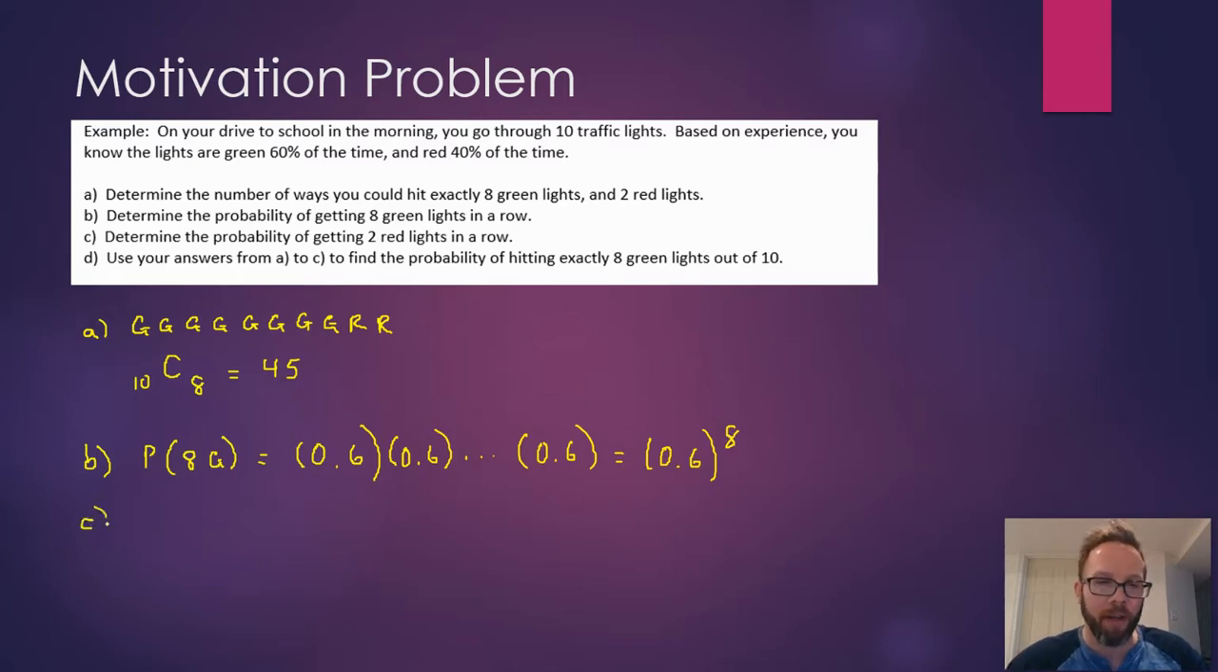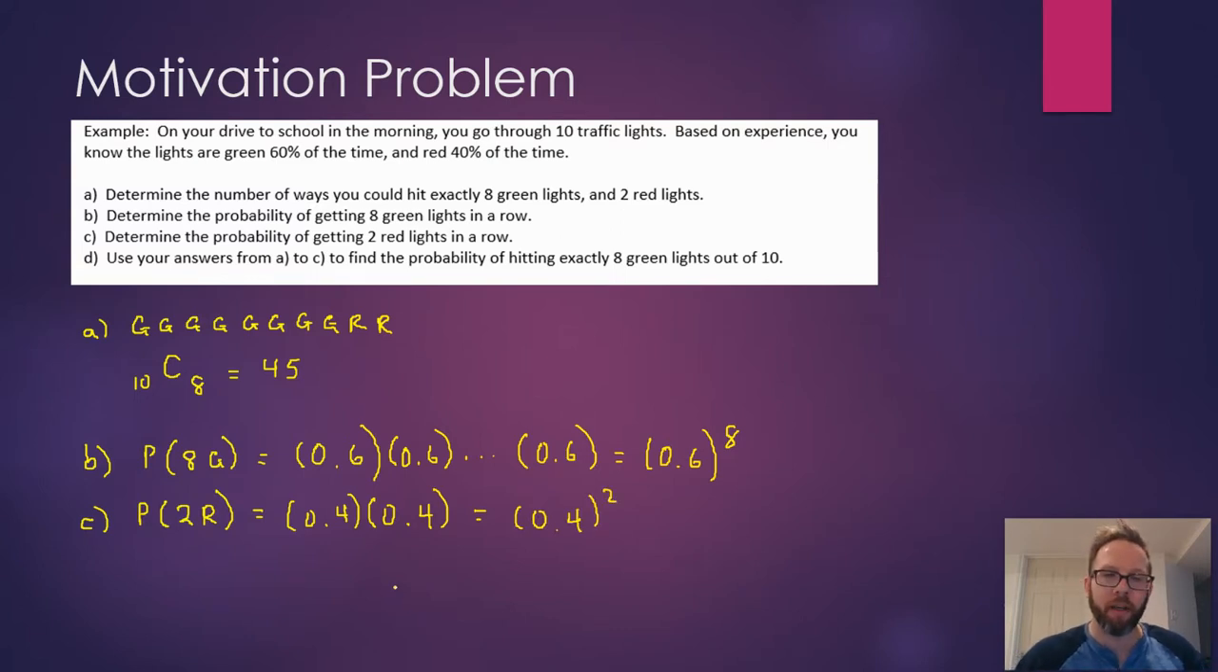For C, the probability of getting 2 red lights in a row. Well, each light has a 40% chance of being red. So 0.4 times 0.4, I'll write that as 0.4 squared. And then we can put these together. The probability of getting 8 green lights is 0.6 to the power of 8. The probability of getting 2 red lights is 0.4 to the power of 2. So the probability of getting 8 green lights and 2 red lights in a row would be the product of these two things. But we showed in part A, there's actually 45 ways to arrange these 8 greens and these 2 reds.